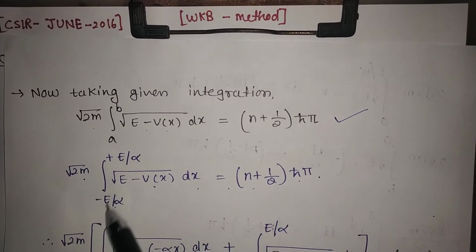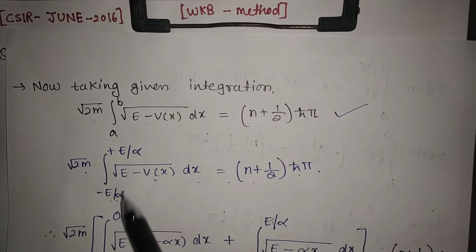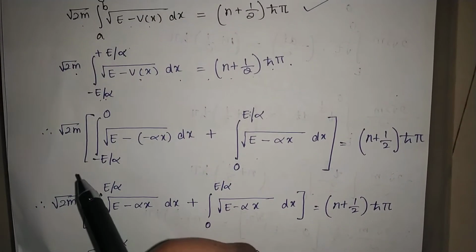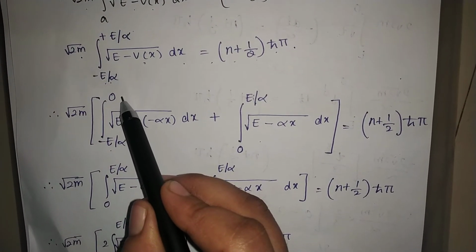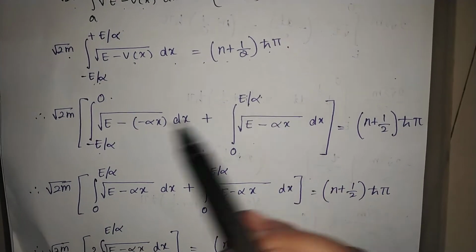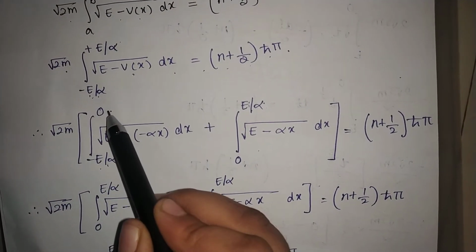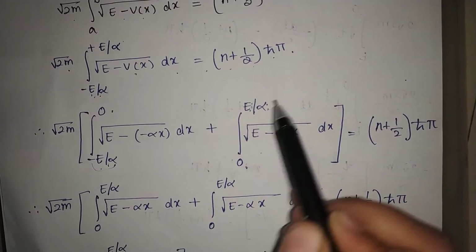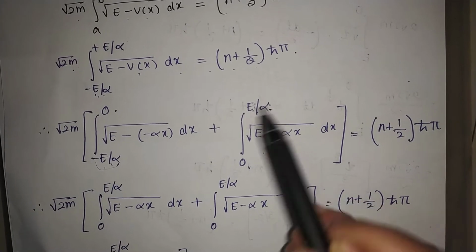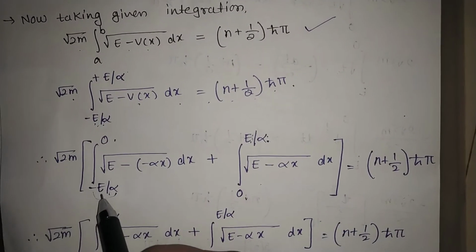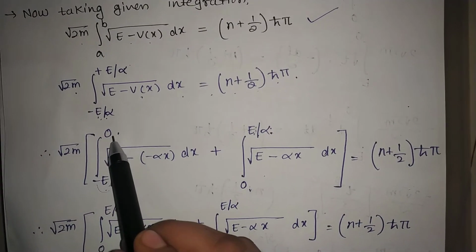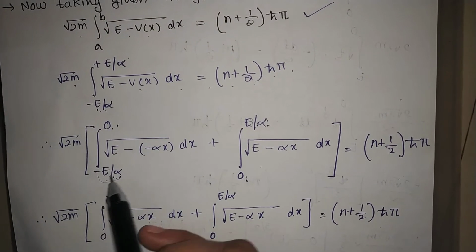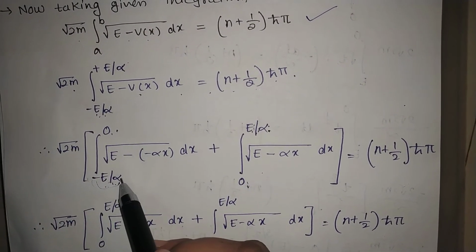Now here we have the limit minus a to plus a. So this we can split into two parts, that is, we can break it into two parts. One is from a to 0 and the other is from 0 to b, that is minus E by alpha to 0 and 0 to E by alpha. Okay, this is the a value and this is the b value.